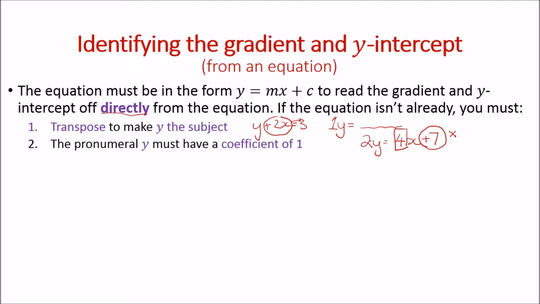Because this 2 is multiplying the y, you need to divide by 2 to get rid of it, which means this whole equation needs to be divided by 2 before you can use it to read off your gradient and y-intercept.